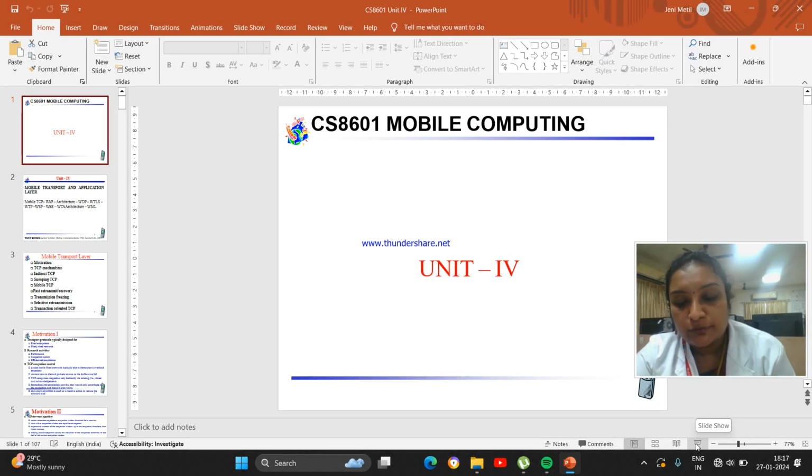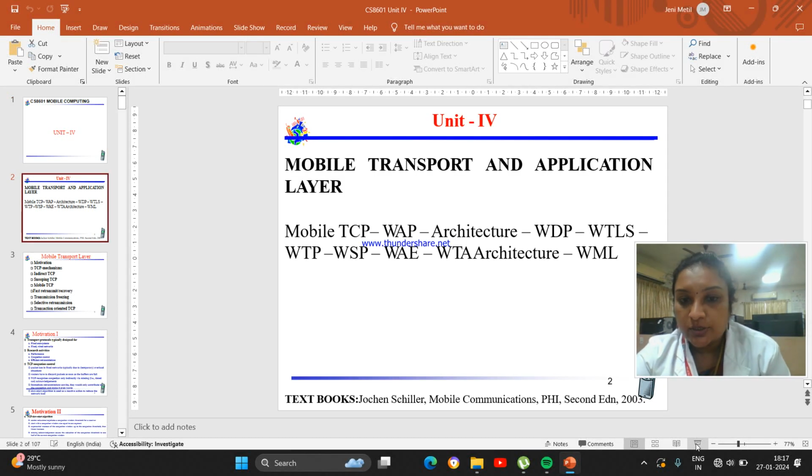We're going to see Unit 4. In Unit 4, today's topic is about TCP. Here in this unit, we're going to talk about the mobile transport and application layer. We are going to see mobile TCP, WAP architecture, WTP, WTLS, WDP, WSP, WAE, WAP architecture, WML and all. But today we are going to see only the introduction to mobile TCP.